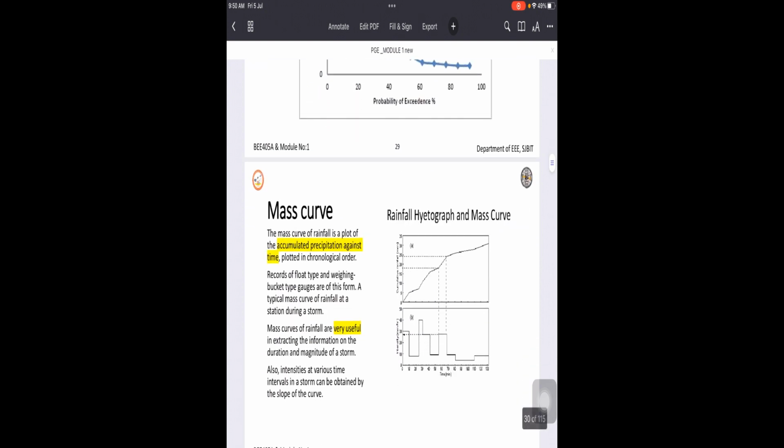One more curve is the mass curve. As you can see here, the mass curve indicates the total volume of runoff in that particular area, represented in cubic meters up to a certain time. The mass curve of rainfall is a plot of the accumulated precipitation against time, plotted in chronological order. If the rainfall were uniform throughout the year, the mass curve would be a straight line, but that is not the case. Hence mass curves have different shapes when you look at time versus cubic meters. So this is about the hydrological cycle, mass curve, flow duration curve, and hydrograph. Hope you understood. Thank you.